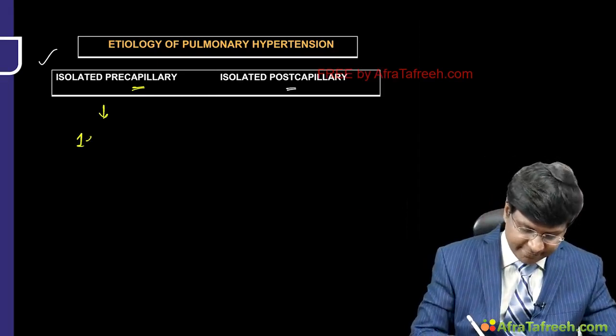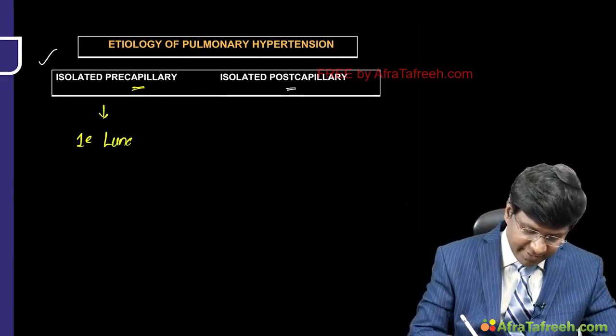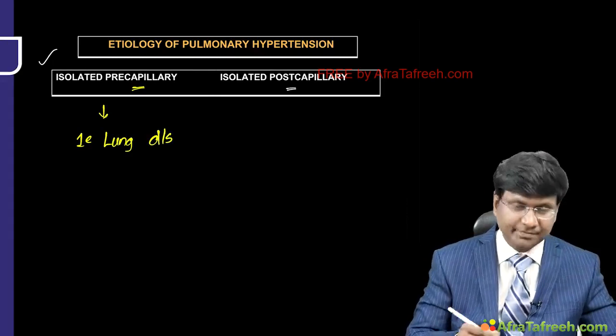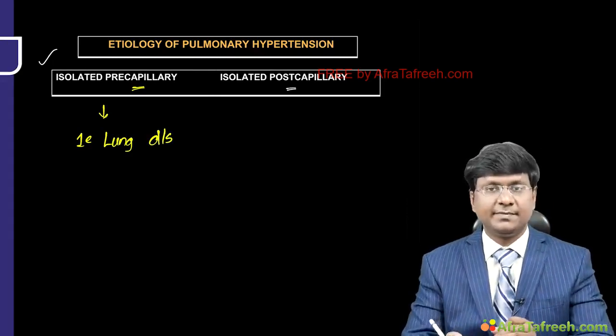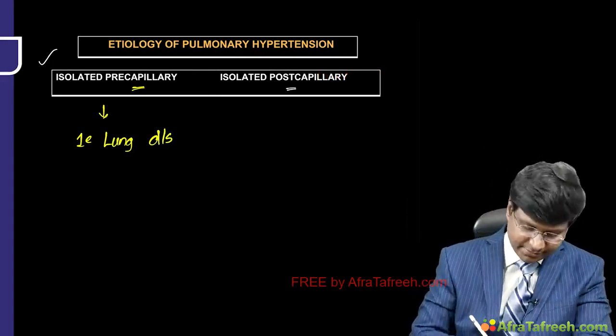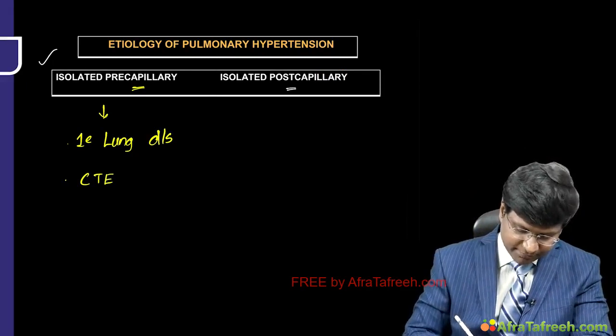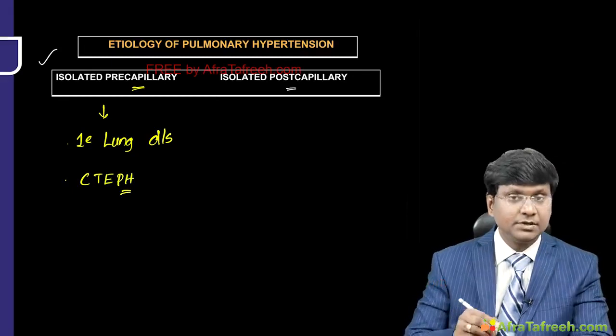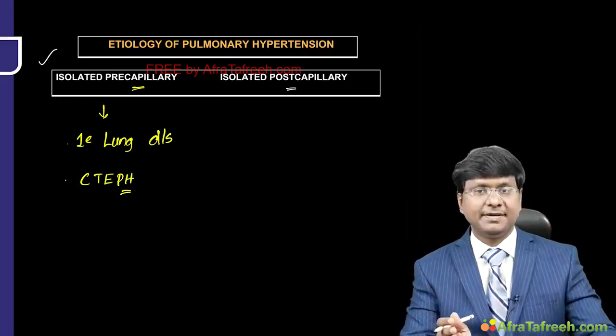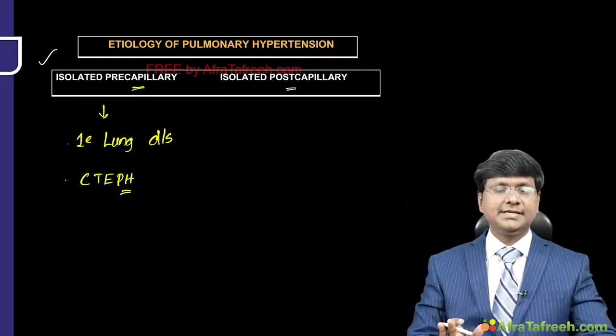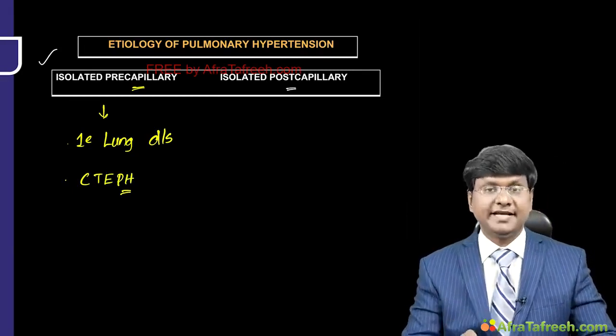This includes primarily lung disease like interstitial lung disease, fibrosis of the lung parenchyma, all these. Then the other etiology is chronic thromboembolism causing pulmonary hypertension, right? Chronic thromboembolism causing pulmonary hypertension. So these are the causes for isolated precapillary.